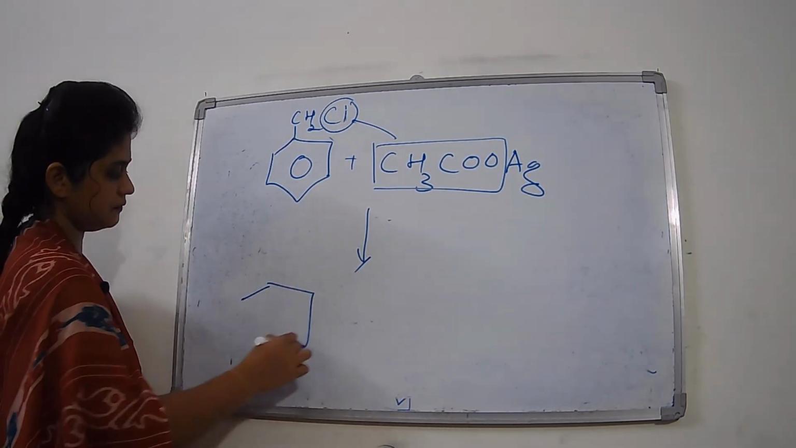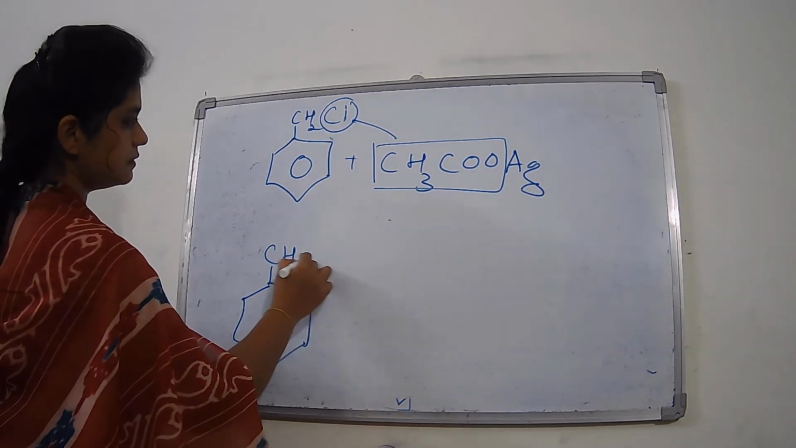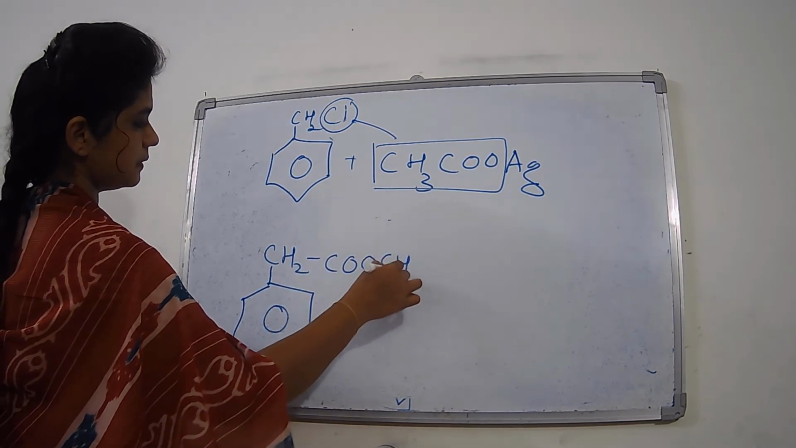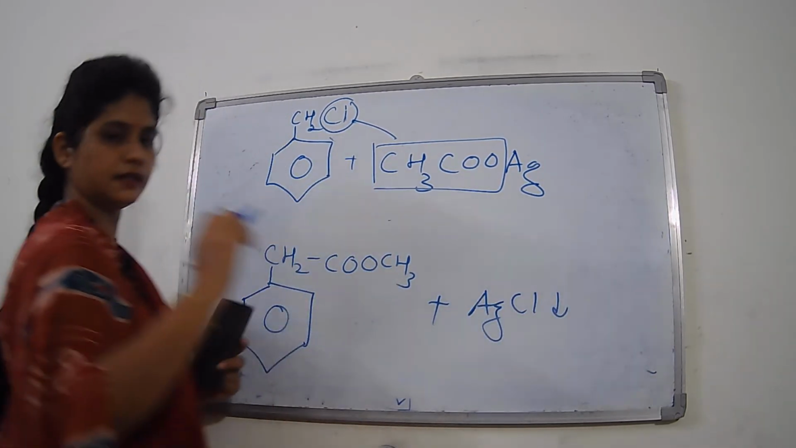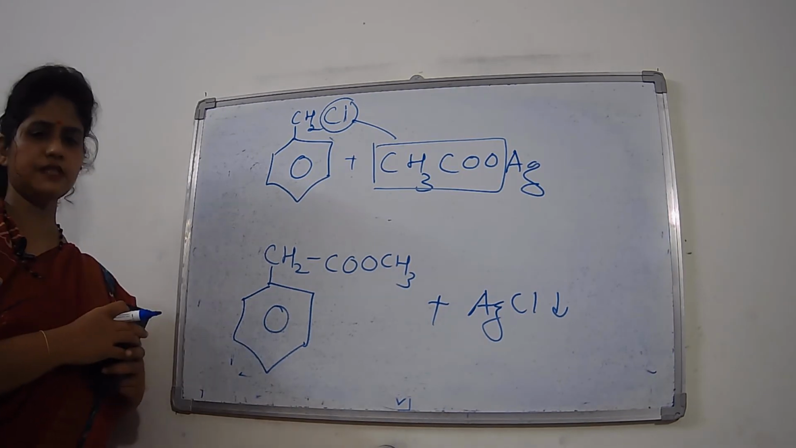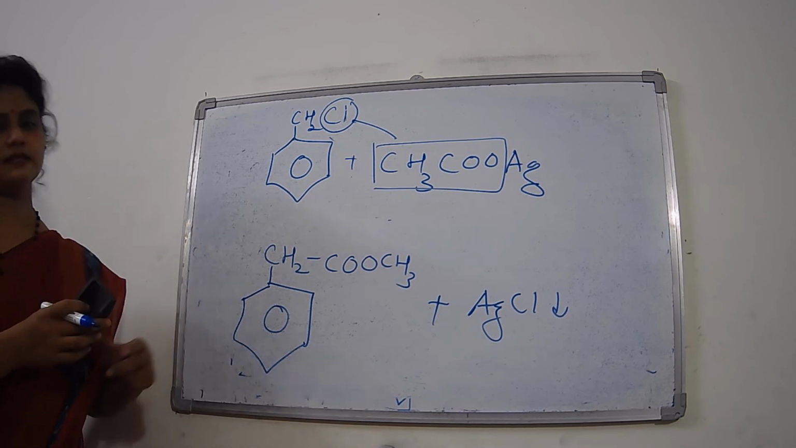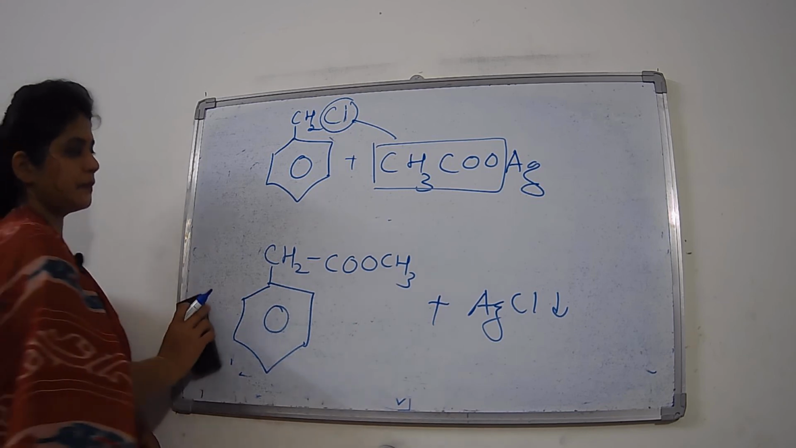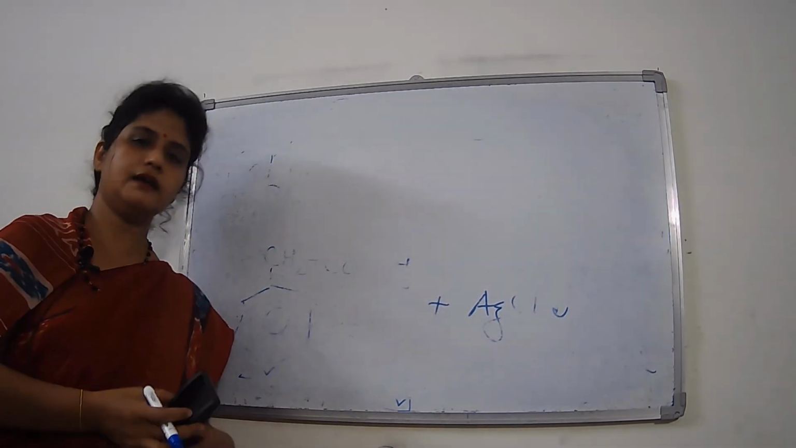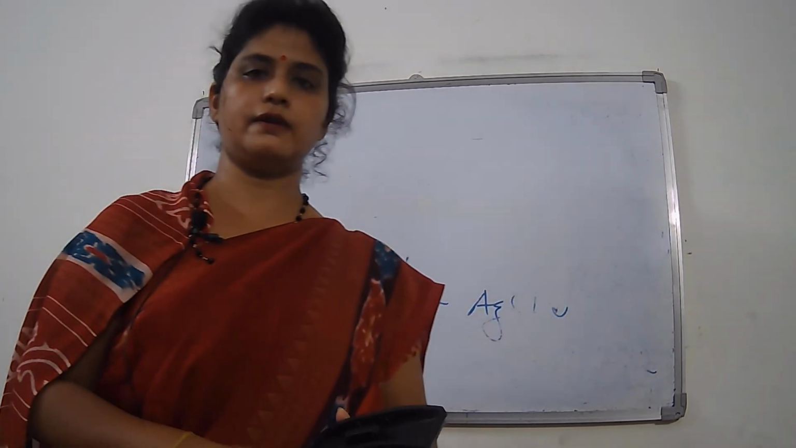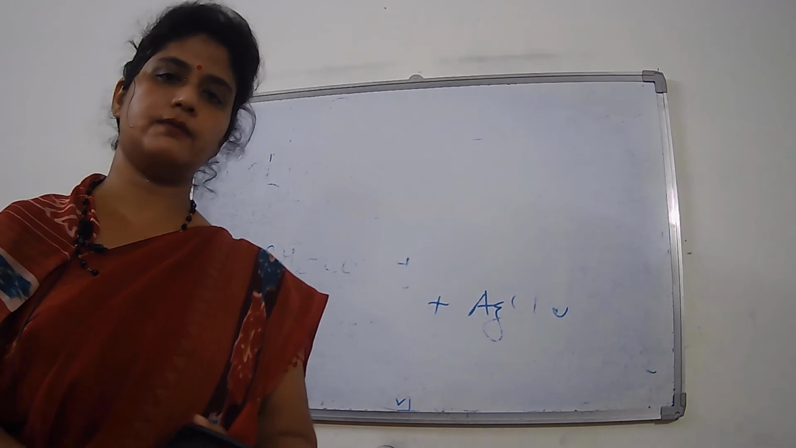So what we get is the compound where CH2 remains as it is, and that Cl becomes OCOCH3, plus AgCl gets precipitated here. So what is the name of this compound? It is benzyl acetate. It is an ester. So this is all about the nucleophilic substitution reactions carried out by the compound benzyl chloride. In the next video, we will discuss the electrophilic substitution reactions carried out by benzyl chloride.